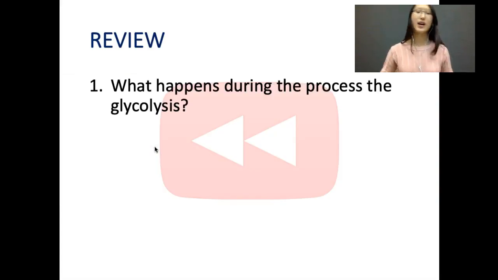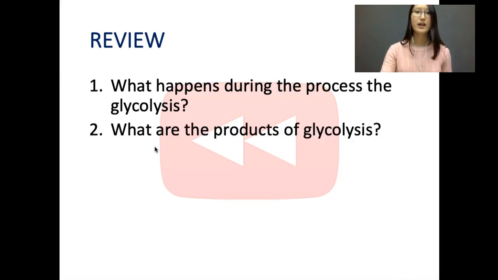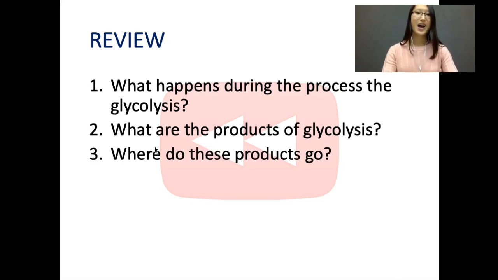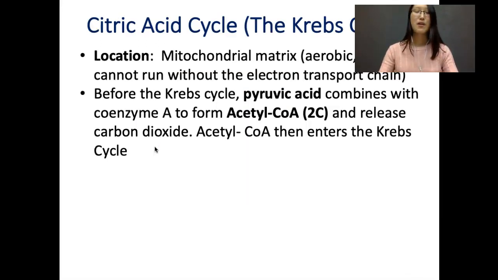Review. What happens during the process of glycolysis? A glucose is broken down into 2 pyruvates. What are the products of glycolysis? 2 pyruvates, 2 NADH, 2 ATP. See, this isn't too hard. Where do these products go? The 2 pyruvates are going to go into the mitochondria and then eventually go into the Krebs cycle. And then the NADH is going to go on to the electron transport chain, and then the ATP gets used by the cell.